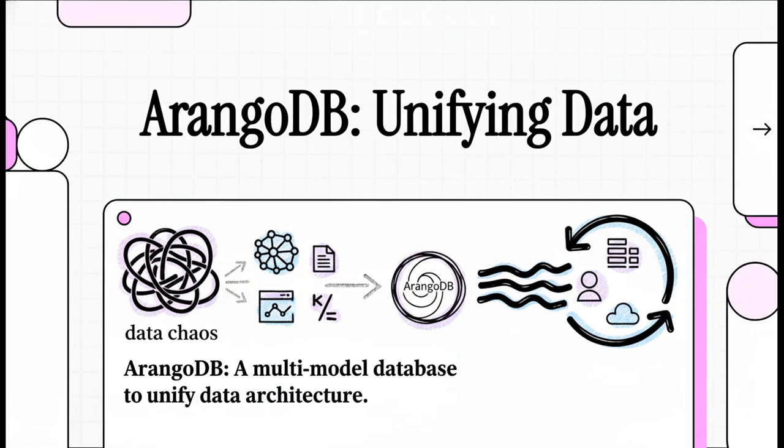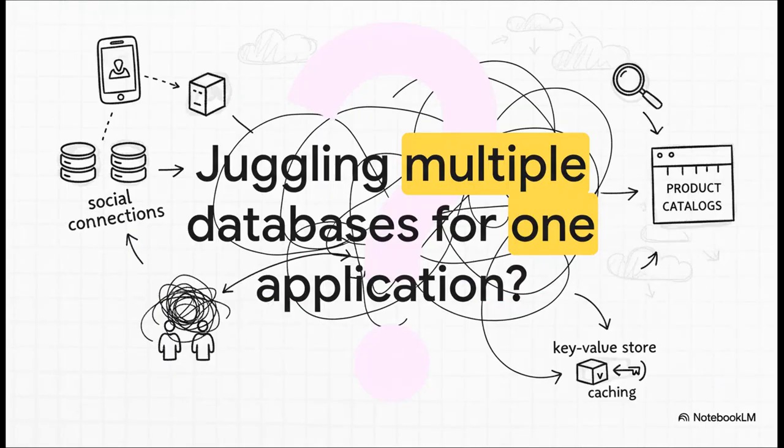All right, let's talk about a huge headache for pretty much any developer today: data chaos. We're going to look at a technology called ArangoDB that makes a really bold promise to unify your entire data architecture into one single, elegant system. Let's get into it. Does this sound familiar?